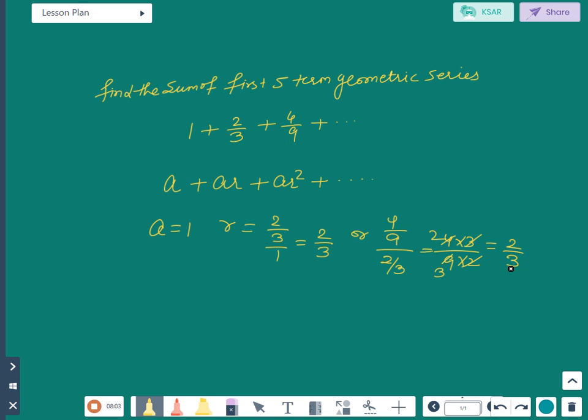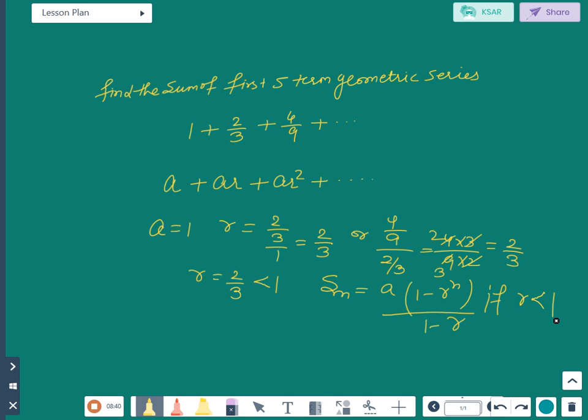Now clear? The common ratio, which is 2 by 3, is always less than 1, so we shall apply the sum of n terms of a GP. If R is less than 1, then what will you write? A into 1 minus R power n upon 1 minus R. This is the formula if R is less than 1. Okay, there are two formulas that we have discussed. If R is less than 1, then apply A into 1 minus R power n upon 1 minus R. If R is greater than 1, then A into R power n minus 1 upon R minus 1.